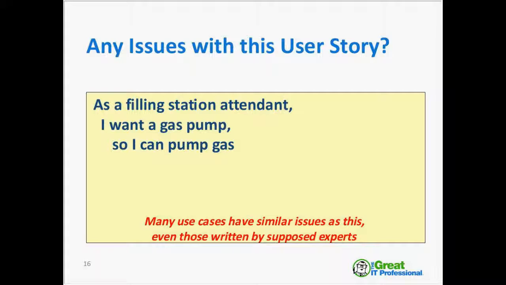Okay, let's see. Casey says, what type of gas? How are you selecting the type of gas? How are you accepting payment? How are you calculating amount times price per gallon? How much gas? How often? Presumes an implementation. Should be, I want to pump gas.